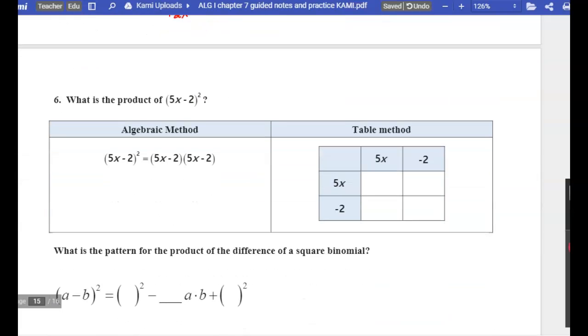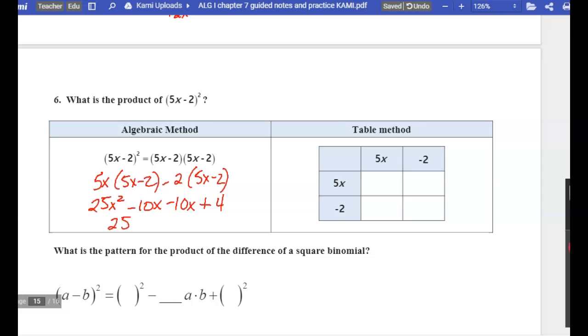Now, if it's a minus, it's very similar, except I'm going to do this the algebraic way: 5x times 5x minus 2, and then we have our negative 2 times 5x minus 2. So what happens is you end up with 25x squared, and then we're going to subtract 10x, and then over here we have negative 2 times 5x, so we're going to subtract 10x again, and then negative 2 times negative 2 equals a positive 4.